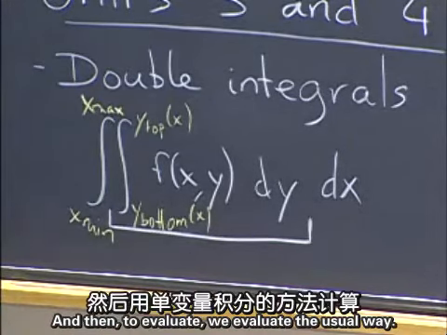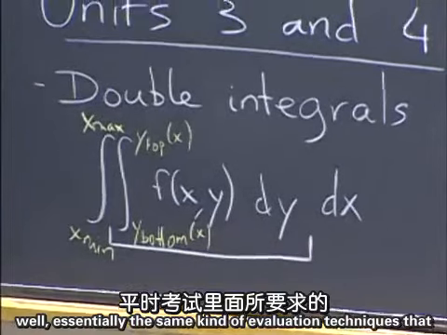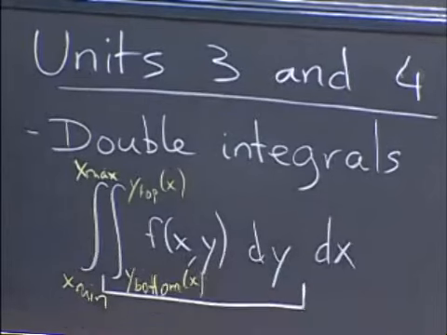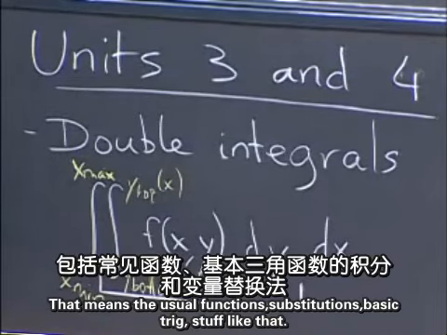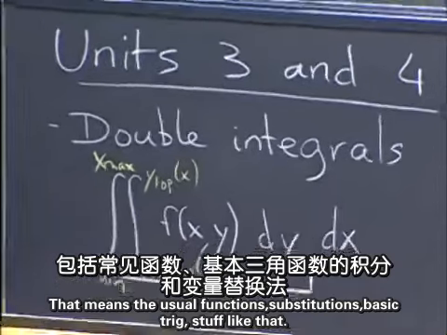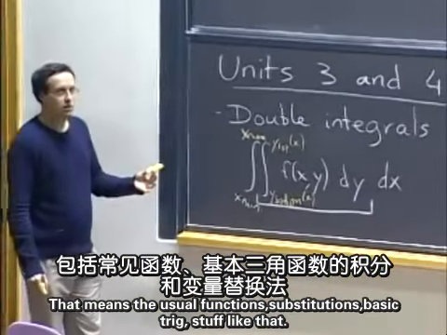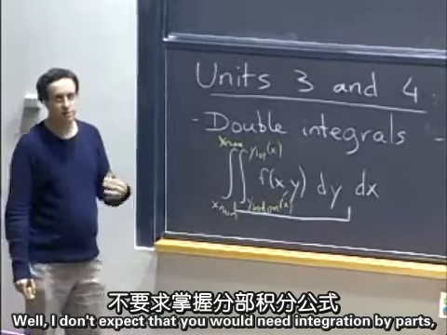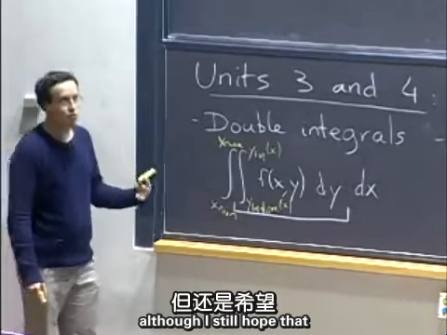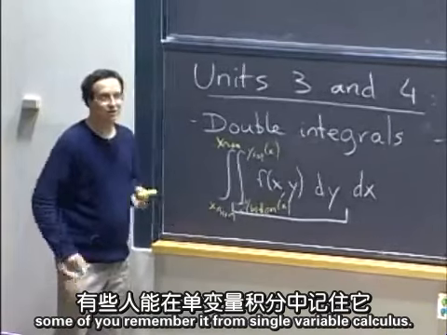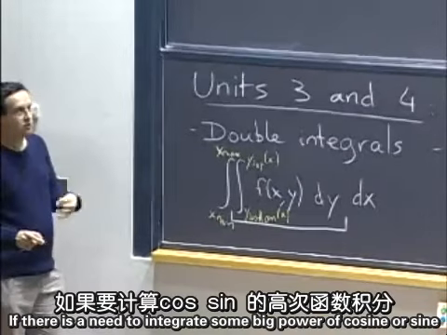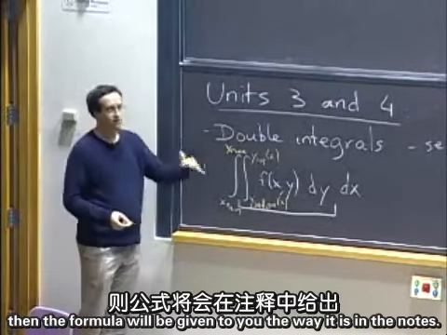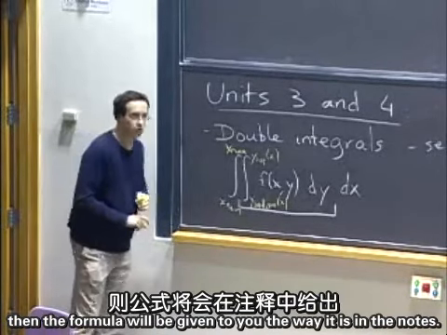So speaking of evaluation, what do you need to know for the final? Well, essentially the same kind of evaluation techniques that we were supposed to know for the R tests. That means the usual functions, substitutions, basic trig, stuff like that. Okay? Well, I don't expect that you would need integration by parts, although I still hope that some of you remember it from single variable calculus. If there's a need to integrate some big power of cosine or of sine, then the formula will be given to you the way it's in the notes. Okay?